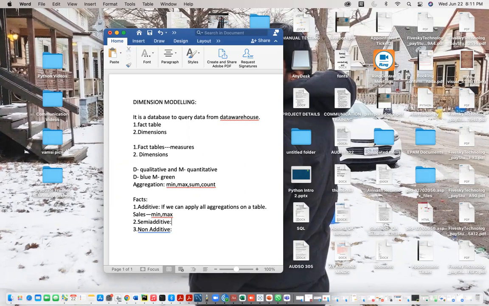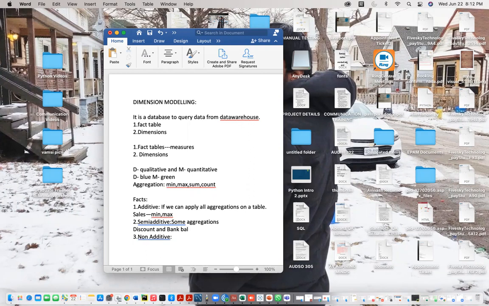Coming to semi-additive facts, by its name, we can't apply all aggregations on a table, so we can apply only some aggregations. If we can apply only some aggregations on a table, then it's called a semi-additive fact. Here we can say discount and bank balance. These are the examples.